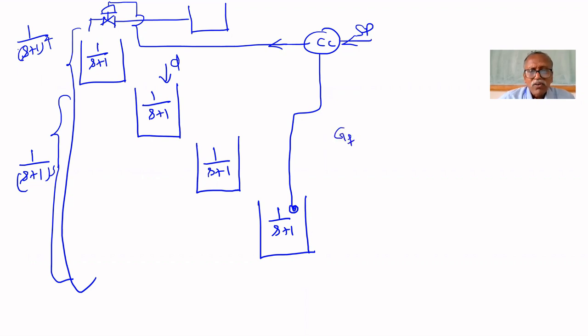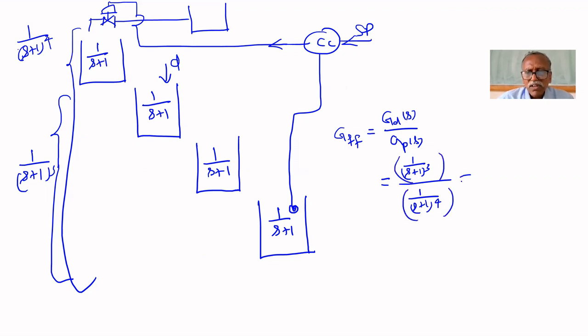Therefore, the feed forward controller, as we have discussed in the previous class, is GD of s upon GP of s, that is equal to 1 upon s plus 1 whole cube upon 1 upon s plus 1 to the power 4. If we simplify this, you will get s plus 1. This is not physically realizable.